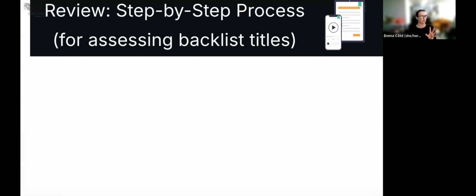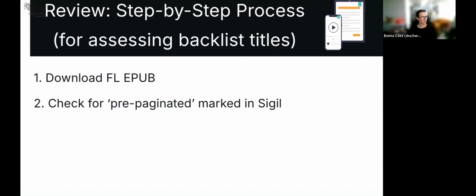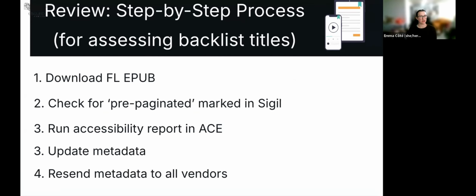So a quick review of the process that we would need to go through for assessing your backlist titles specifically. Unfortunately, it's still kind of a scenario where you have to go title by title. So download the EPUB and check for that. The first thing that you can do is check for that pre-paginated mark in Sigil, and then run an accessibility report in ACE to get the metadata and make sure that the alt text is there. And then after you feel confident that all of the features are there, you can update the metadata and resend your metadata to all vendors.